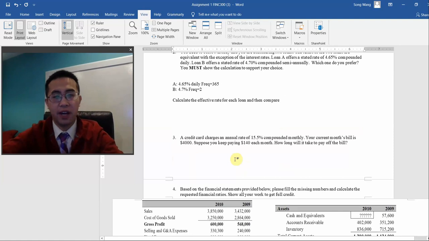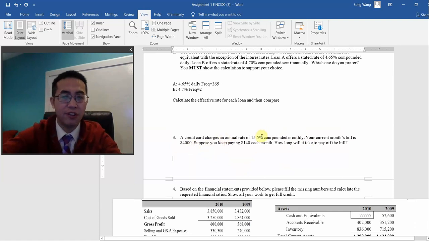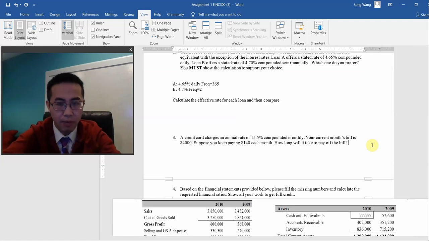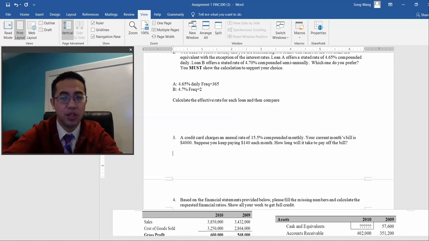Question three is about financing a credit card bill. What you see here is a $4,000 credit card bill to finance, and you are going to pay it off based on an interest rate of 15.5%, and you're going to keep paying $140 per month. You need to figure out how many months it takes to pay back the loan. So in this question, you need to solve for n.